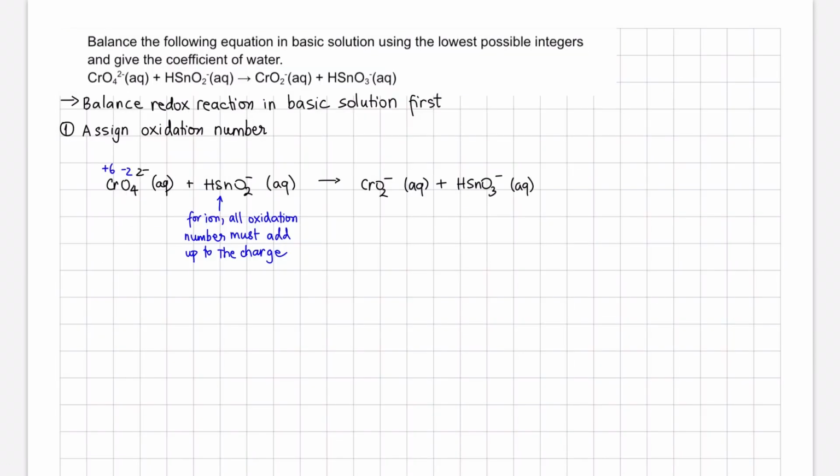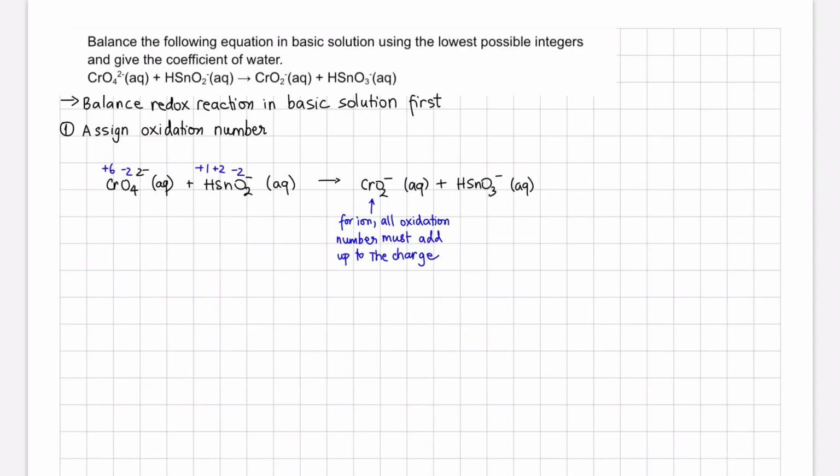Moving on to HSnO2-. So again, this is an ion, and so all oxidation numbers must add up to the charge of the ion. So if we have +1 as the oxidation number of hydrogen, X as the oxidation number of Sn, -2 as the oxidation number of oxygen, then we'll have the equation of +1 plus X plus 2 times -2 equals the charge of the ion, which is -1, and solving this equation will give X equals +2. So the oxidation number for Sn in this ion is +2.